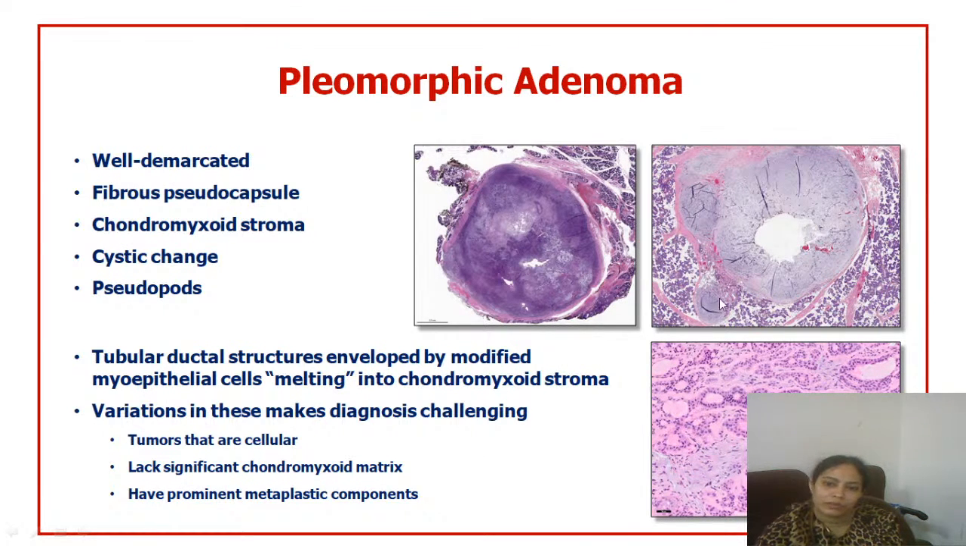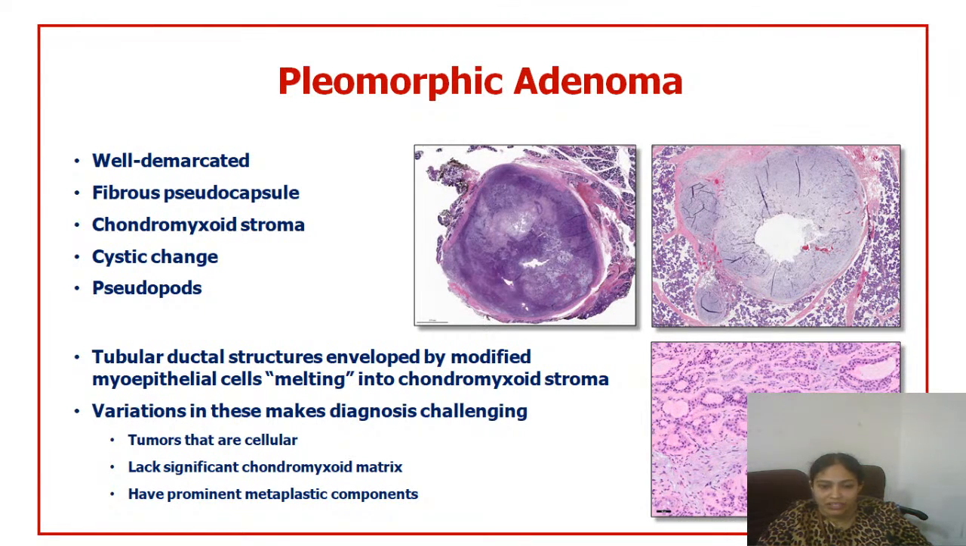Along with the stroma you have epithelial structures which are tubules which appear to be melting into this chondromyxoid stroma. Now because you have both epithelial cells and myoepithelial cells, and you have the stromal component, each of these three can show metaplasias, they can show variations. One might be more prominent and the others not present. So all of these variations can make the diagnosis very challenging.